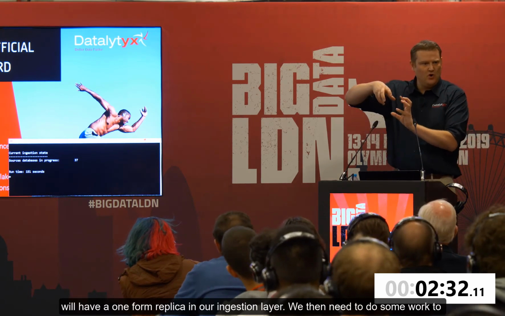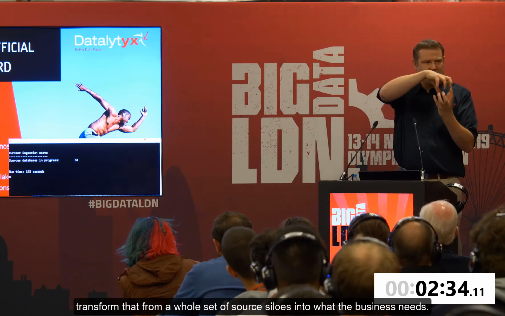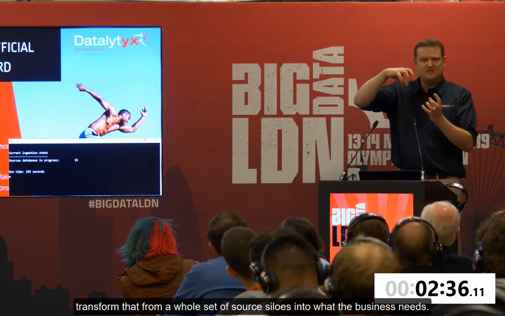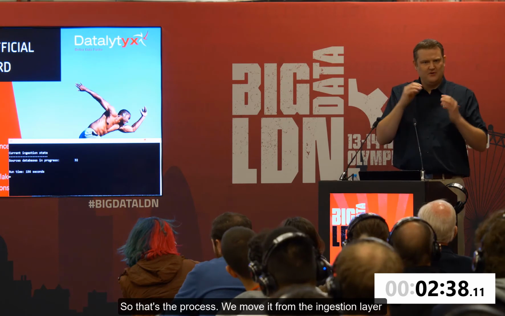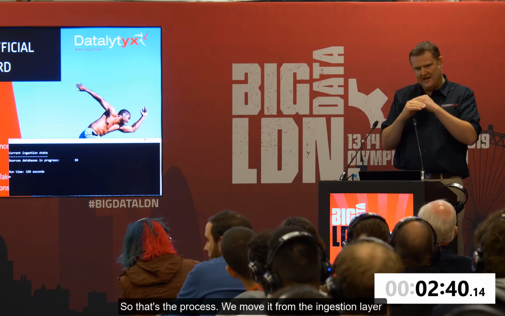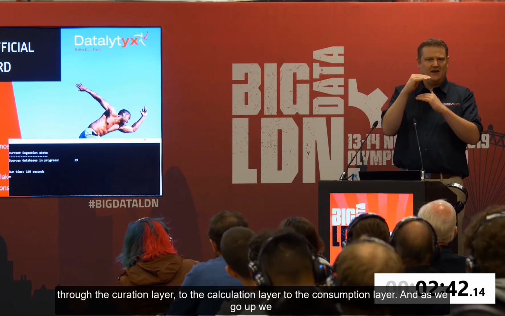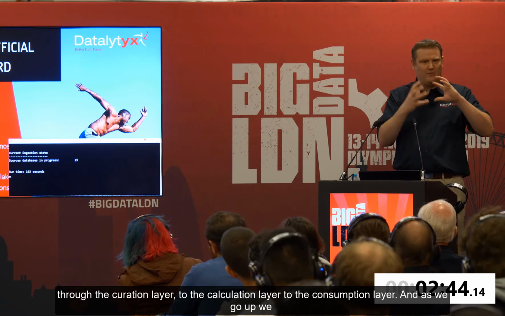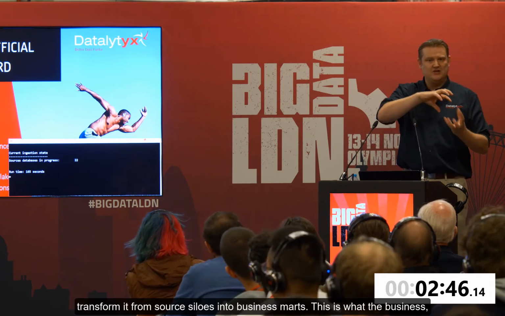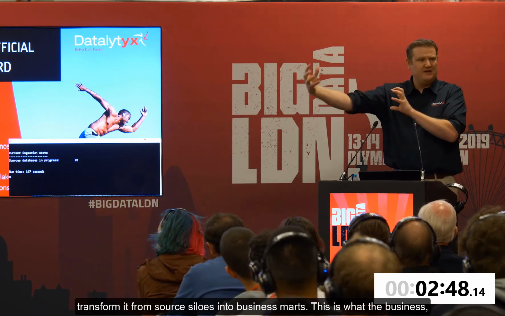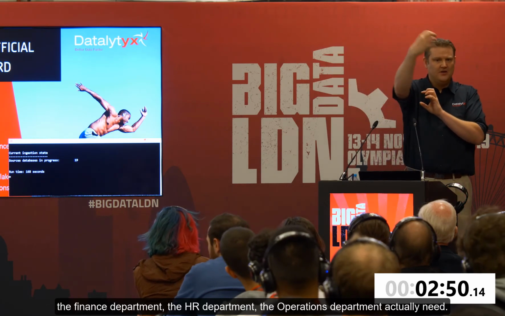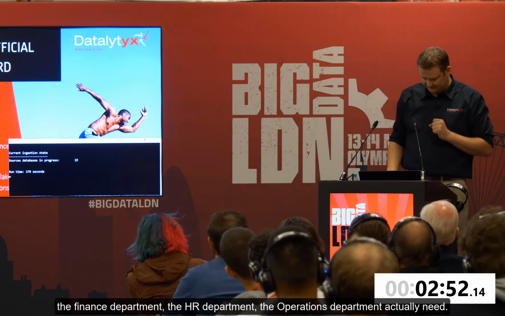We then need to do some work to transform that from a whole set of source silos into what the business needs. So that's the process. We move it from the ingestion layer, through the curation layer, to the calculation layer, to the consumption layer, and as we go up, we transform it from source silos into business marts. This is what the business, the finance department, the HR department, the operations department actually need.